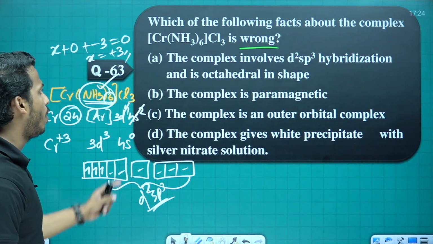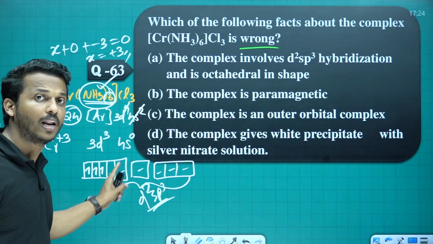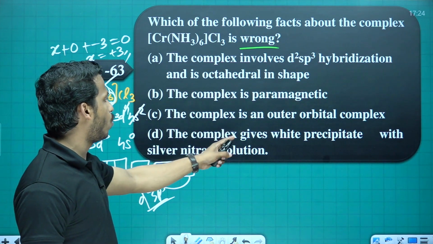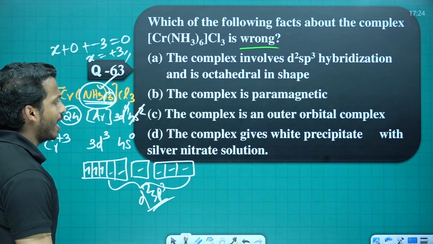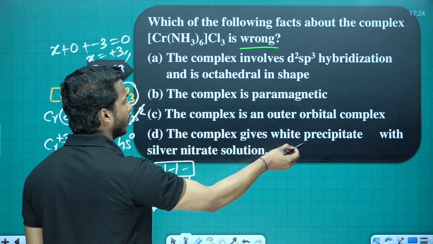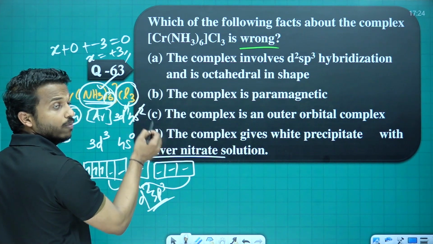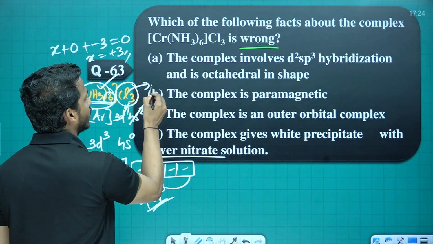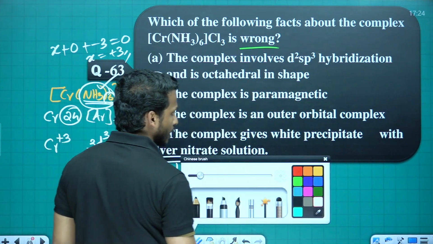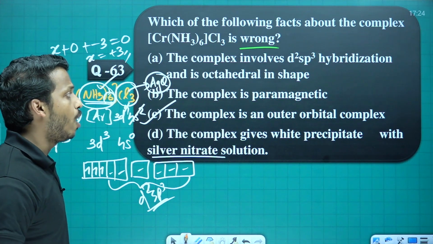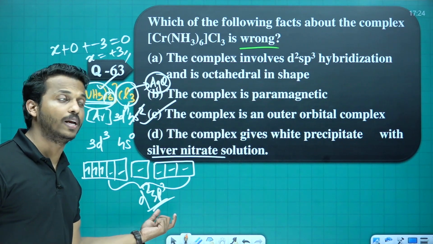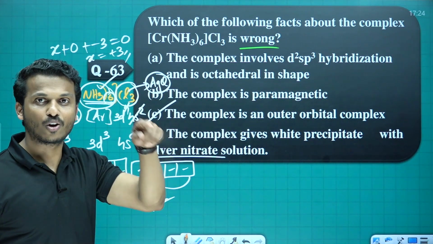Yes, correct. The complex is paramagnetic. Yes, that's having unpaired electrons, correct. The complex is an outer orbital complex, and the complex gives white precipitate with silver nitrate. Can it give white precipitate with silver nitrate? Yes, right? Because if you treat silver nitrate, silver combines with the Cl and you will get AgCl, a white colored precipitate. So which is the wrong statement? C, the complex is an outer orbital complex. No, the hybridization comes as d2sp3, so it should be an inner orbital complex.